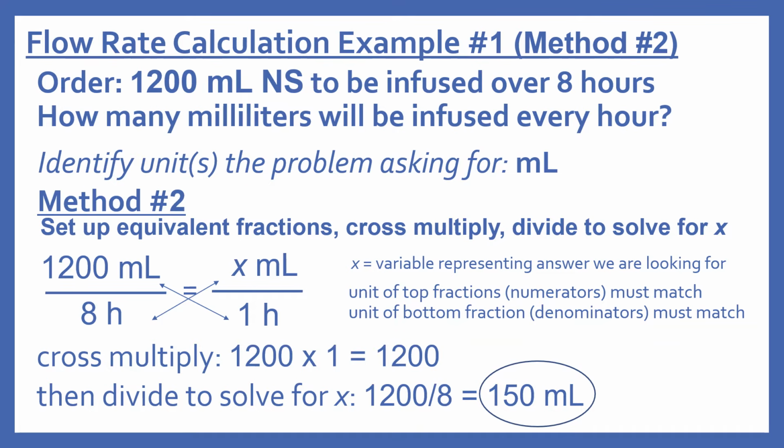So we know there's 1200 milliliters per 8 hours, and we'll set that equal to x milliliters per 1 hour. And for x here, it's the variable representing the answer we're looking for. And our unit of the top fractions, which those are numerators, they have to match, and they do. They're both milliliters. And the unit of the bottom fractions, which are denominators, those must match, and they do. They're both hours. So now we'll just cross multiply, then divide to solve for x. So 1200 times 1 equals 1200, and then we'll divide by 8 to solve for x. So 1200 divided by 8 equals 150 milliliters.